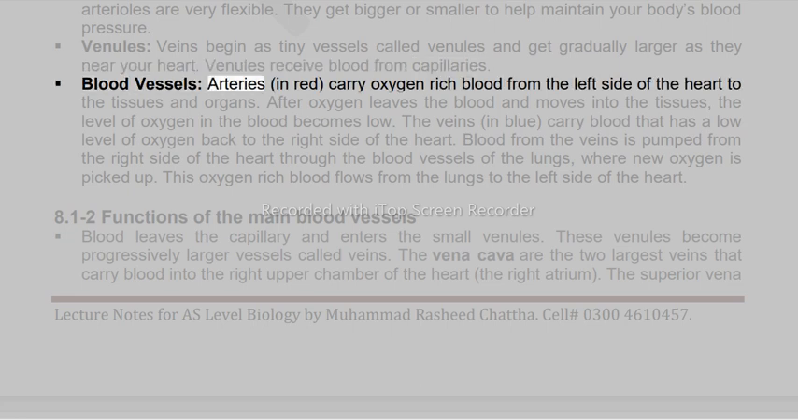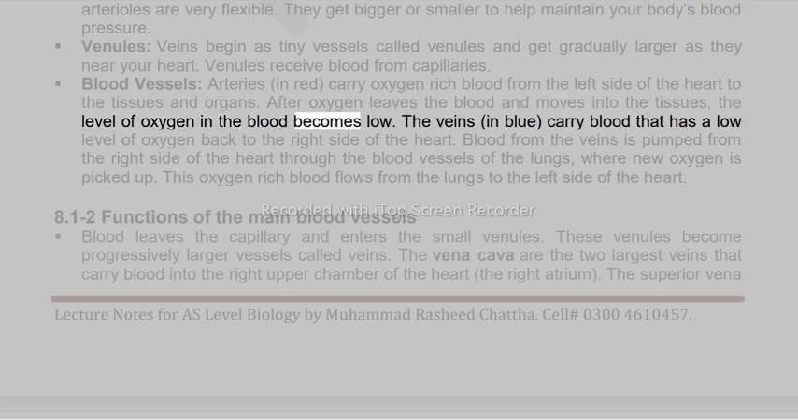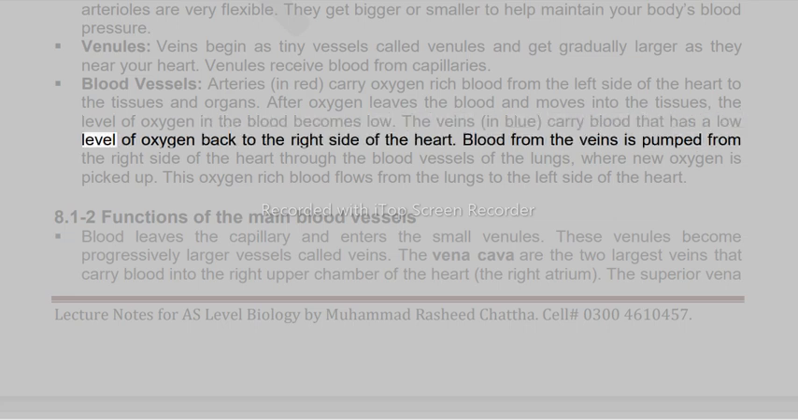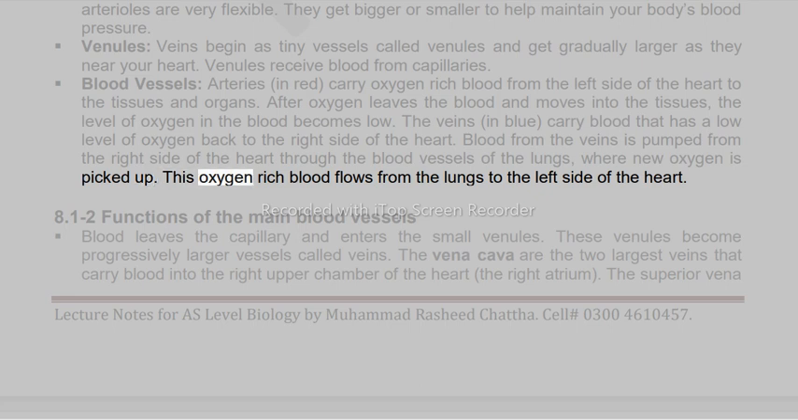Blood vessels: arteries, in red, carry oxygen-rich blood from the left side of the heart to the tissues and organs. After oxygen leaves the blood and moves into the tissues, the level of oxygen in the blood becomes low. The veins, in blue, carry blood that has a low level of oxygen back to the right side of the heart. Blood from the veins is pumped from the right side of the heart through the blood vessels of the lungs, where new oxygen is picked up. This oxygen-rich blood flows from the lungs to the left side of the heart.